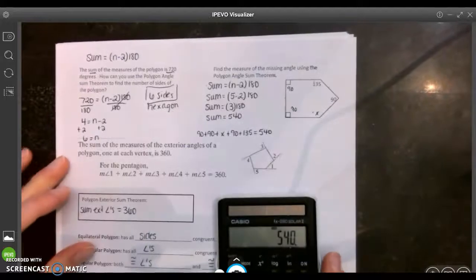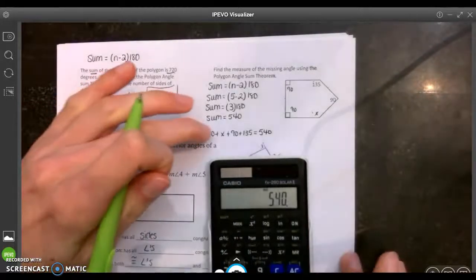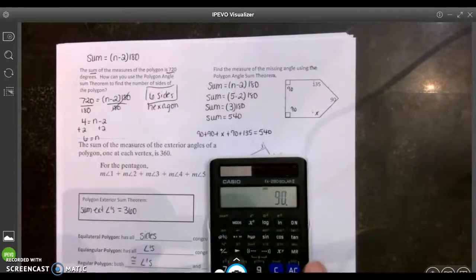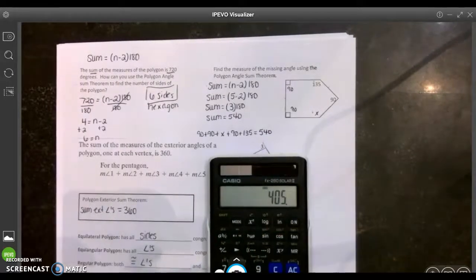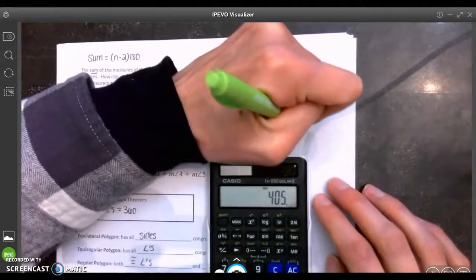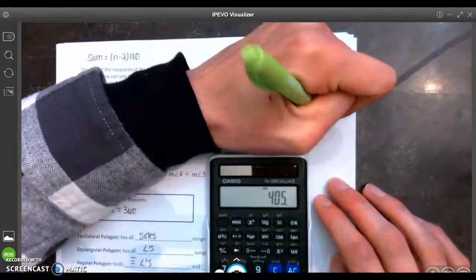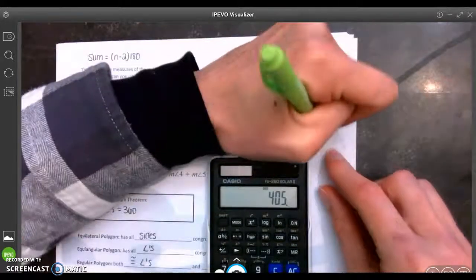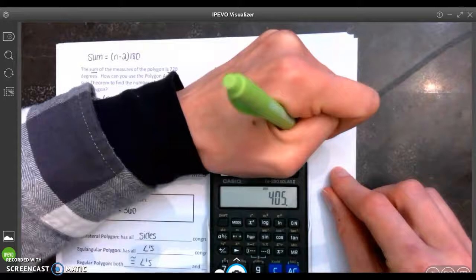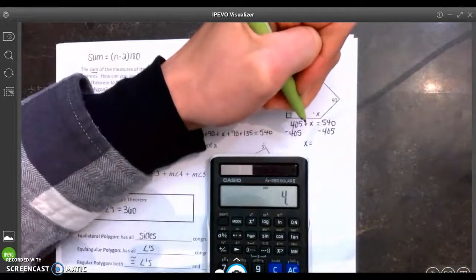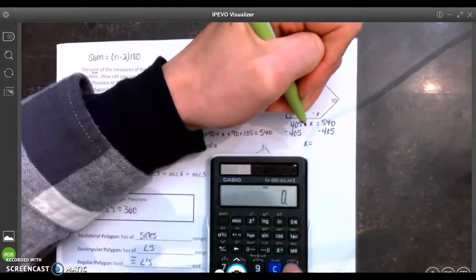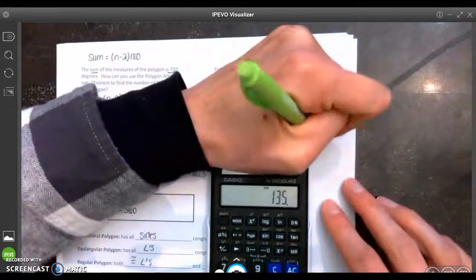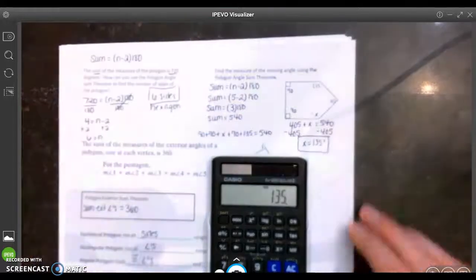So now I can actually do 90 plus 90 plus 90 plus 135. 90 plus 90 plus 90 plus 135 equals 405. So I have 405 plus x equals 540. That's still the sum. If I subtract 405 on both sides, x equals, let me do that again, 540 minus 405. I think I hit another button. Nope, 135. 135 degrees is what that angle equals.